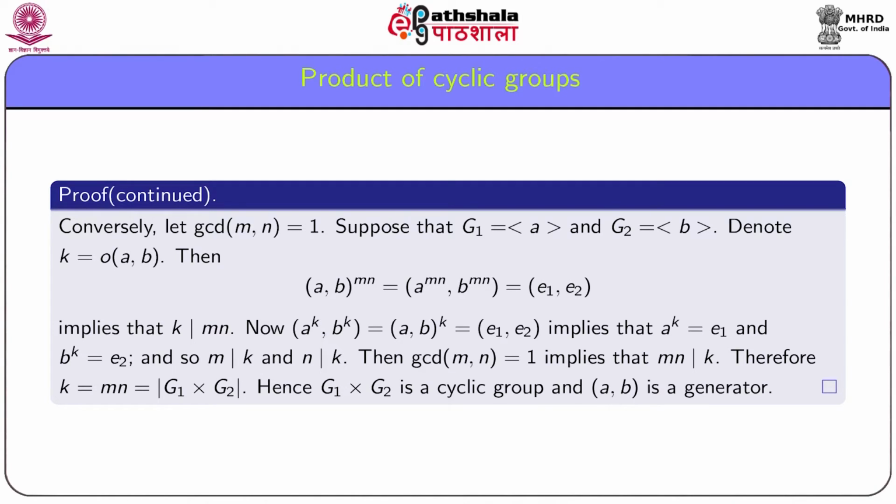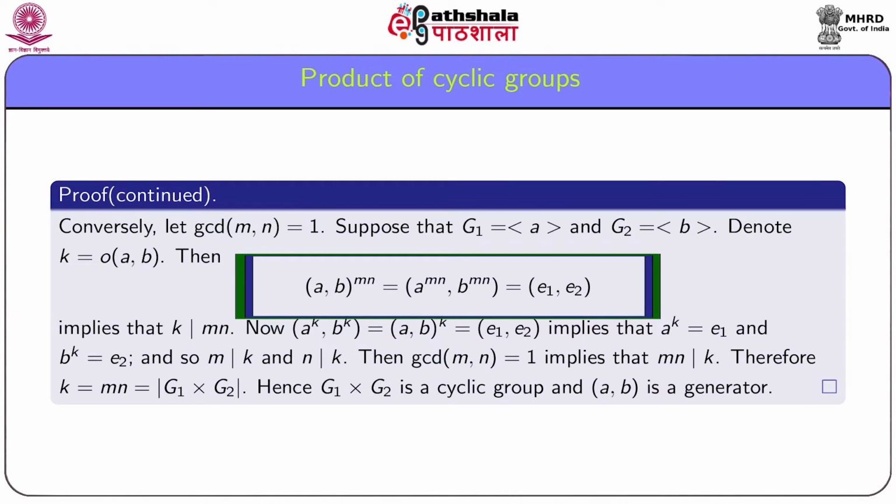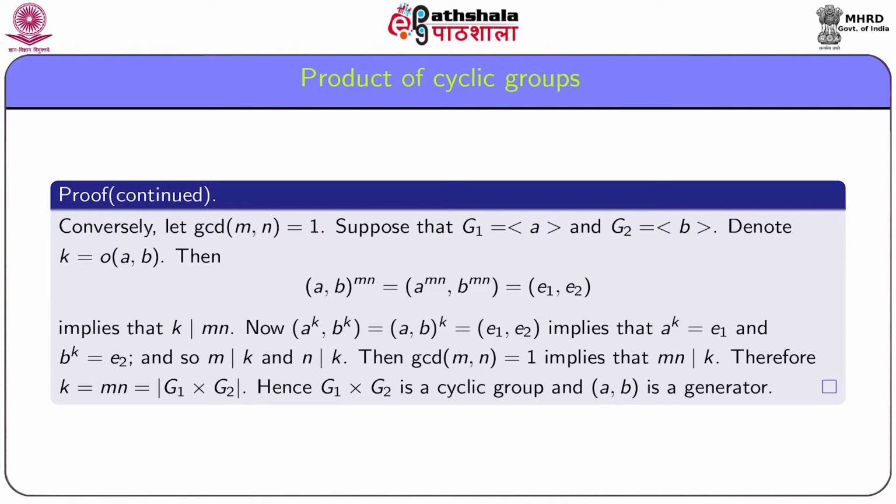So, to prove k equal to mn, note that (a, b) whole to the power mn is equal to (a to the power mn, b to the power mn), which is equal to (e1, e2), because a is of order m and b is of order n.